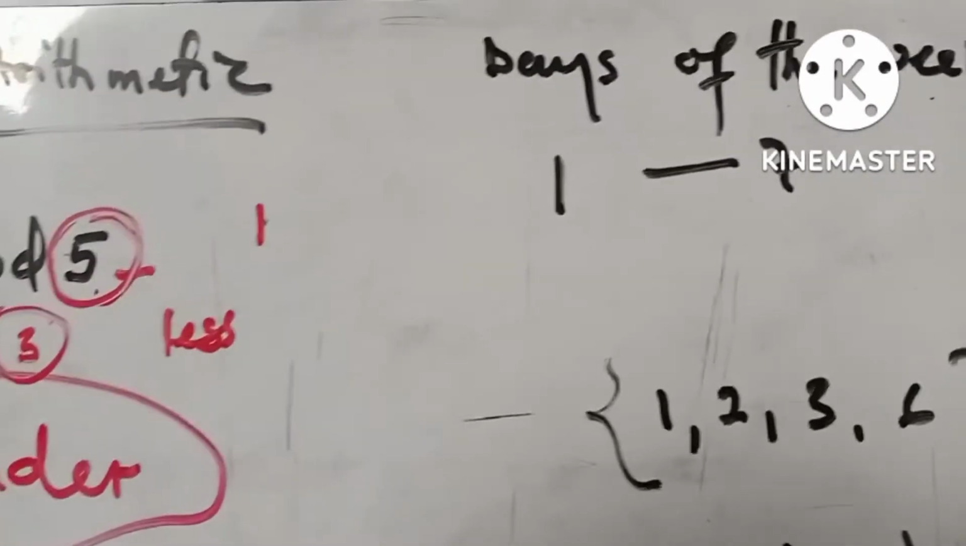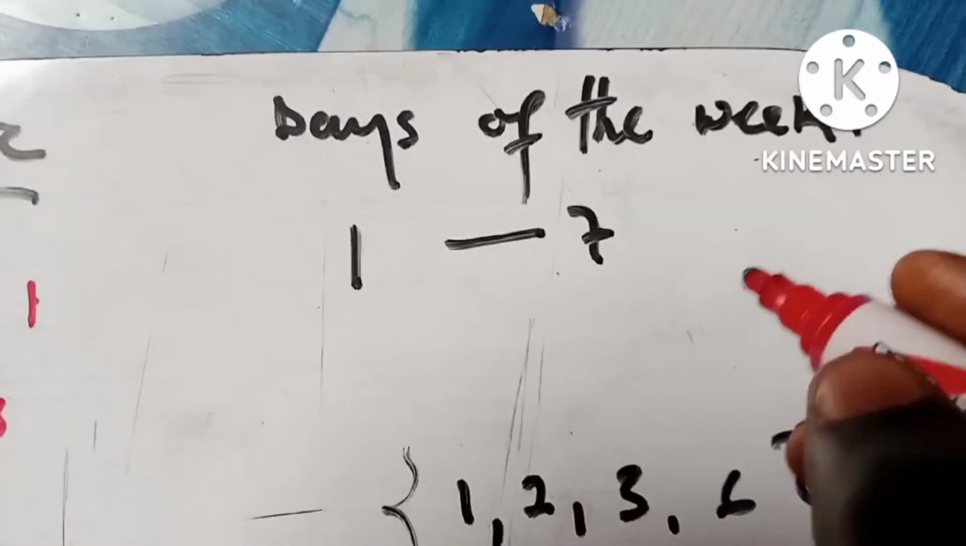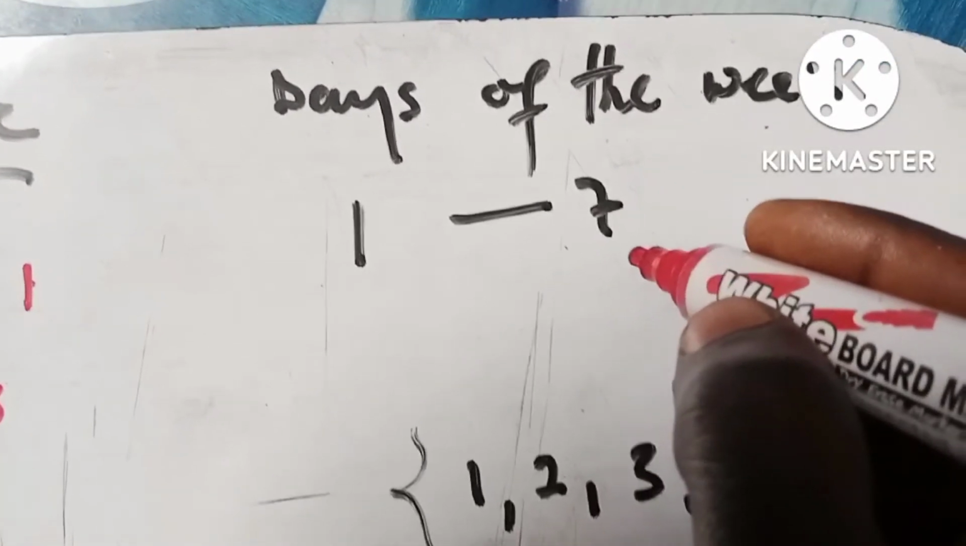Now let's have a look at this one. If you have the number of days in the week, how many days do you have? You have 7 days in the week.